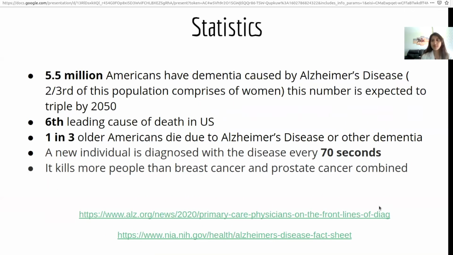So, why is Alzheimer's disease important? It is because the statistics show that 5.5 million Americans have dementia caused by Alzheimer's disease, of which two-thirds of the population are women.